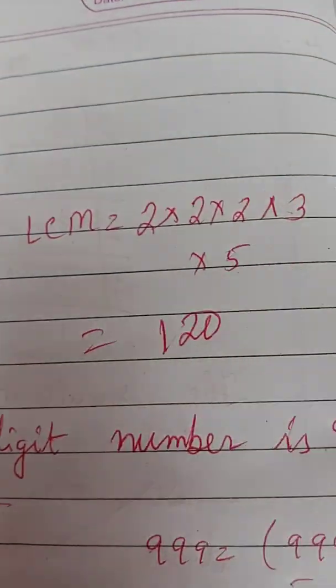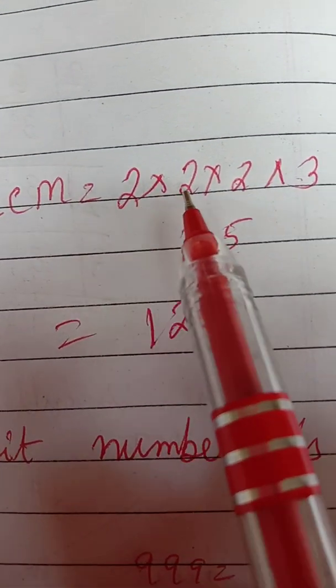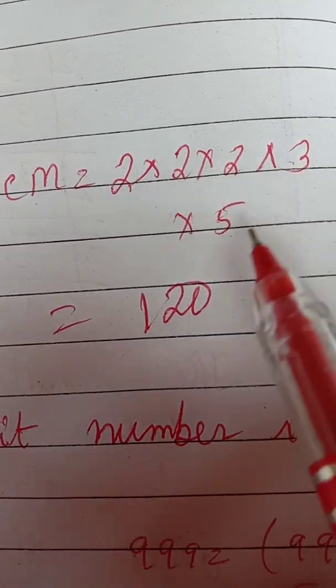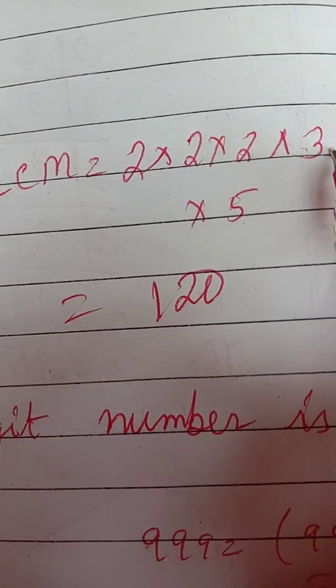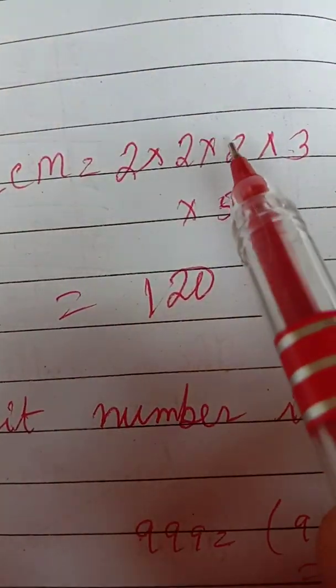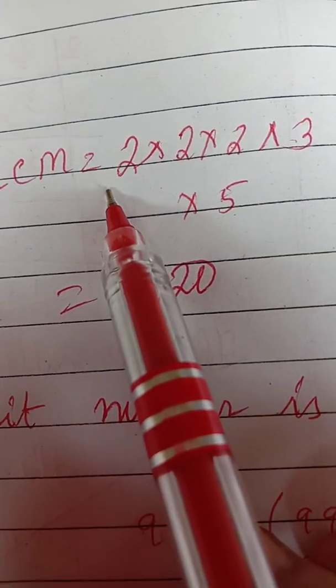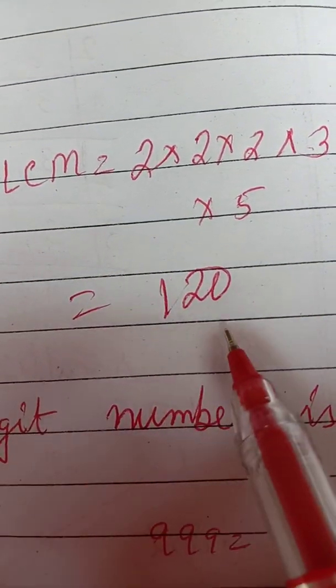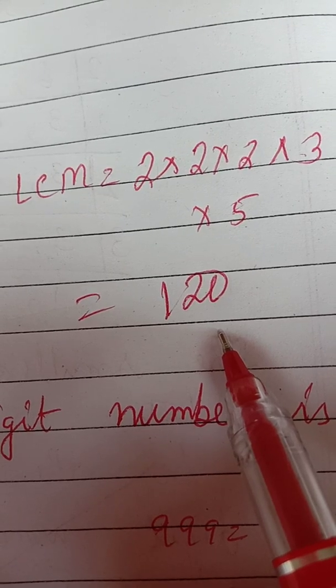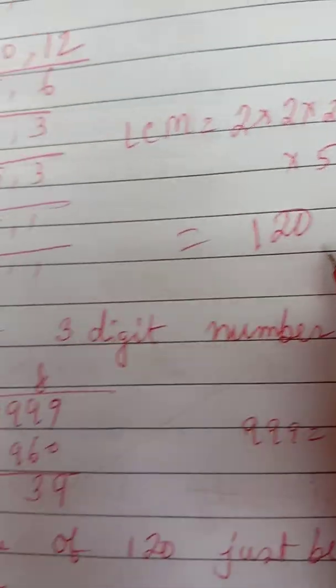So the LCM is 2 into 2 into 2 into 3 into 5. 5 3s are 15, 15 2s are 30, 30 2s are 60, 60 2s are 120. So our LCM is 120.